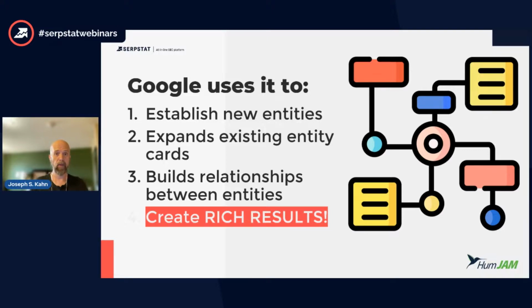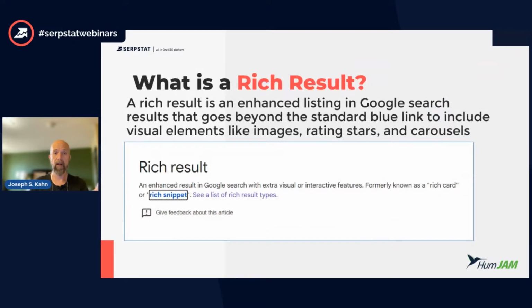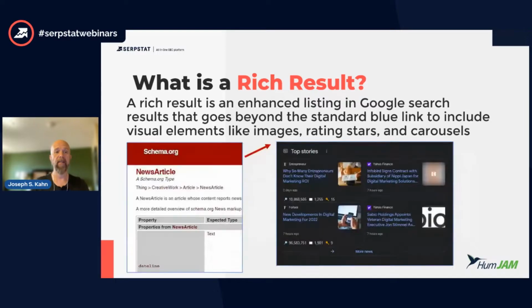And Google uses it to create rich results. Here we go again. What is a rich result? Again, rich snippet, rich result, these rich cards. This is a great place to look to go, what do I want? And we're going to talk about that here in a second. But a rich result is the enhanced listing that you definitely want.